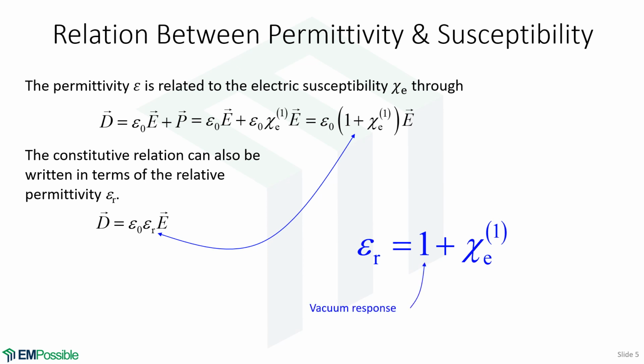The one term here is describing the ability of vacuum to store electric energy, and that's in the field itself. The chi term is describing the ability of matter to store electric energy. So the dielectric constant, or this relative permittivity, we say is the ability of the medium to store electric energy, which could be the field or displaced dipoles.